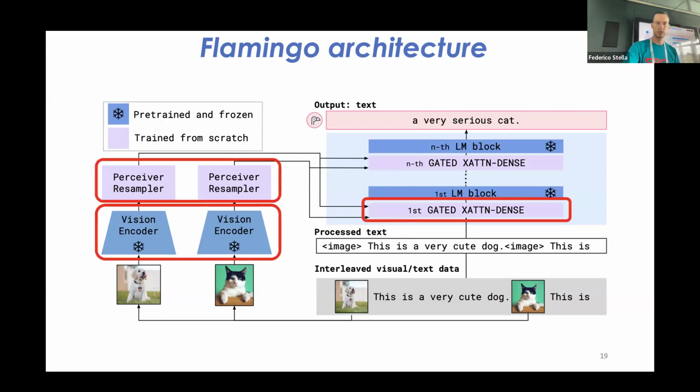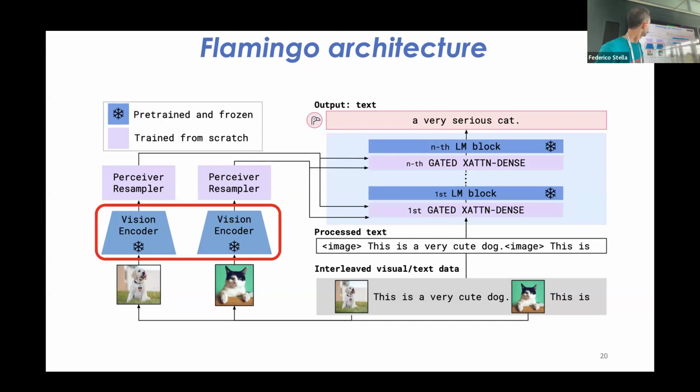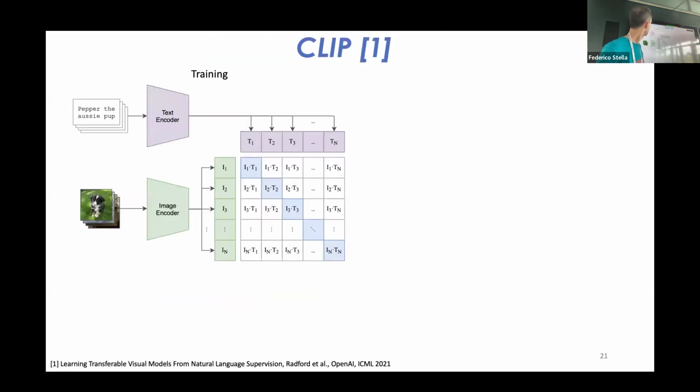Okay, so let's go through these three things because the rest is just a basic transformer. And let's start with the vision encoder. So the vision encoder is CLIP, as I mentioned before. CLIP is a paper from OpenAI the year before, 2021.